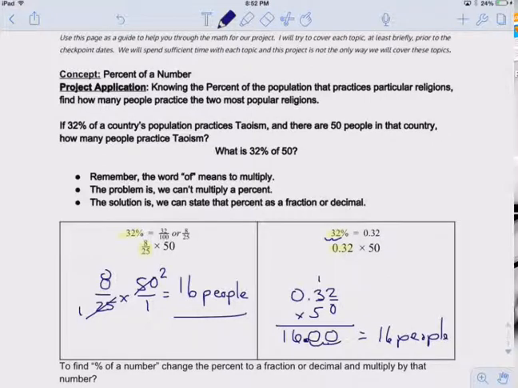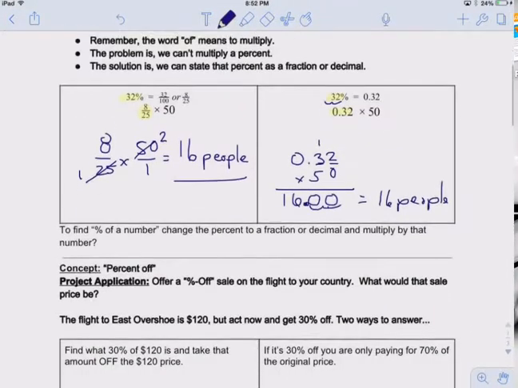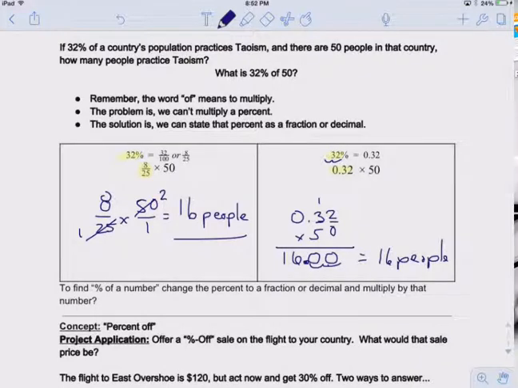So as long as the math is done correctly, it really doesn't matter if you use fractions or decimals. It's just that, to summarize, to find percent of a number, you're going to change the percent to a fraction or a decimal and multiply by that number. And notice we're finding 32% of 50 people. So our value, our 32% of 50 people, is given in number of people. It is not given as a percent. Okay, so that is finding percent of a number.